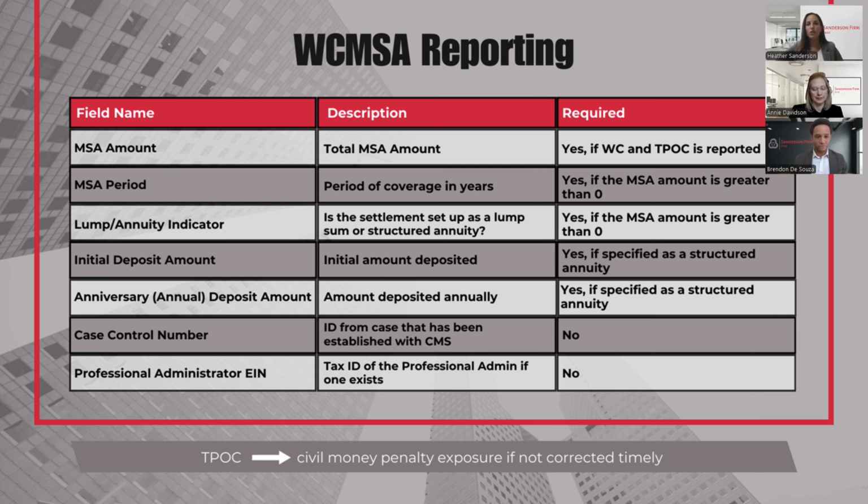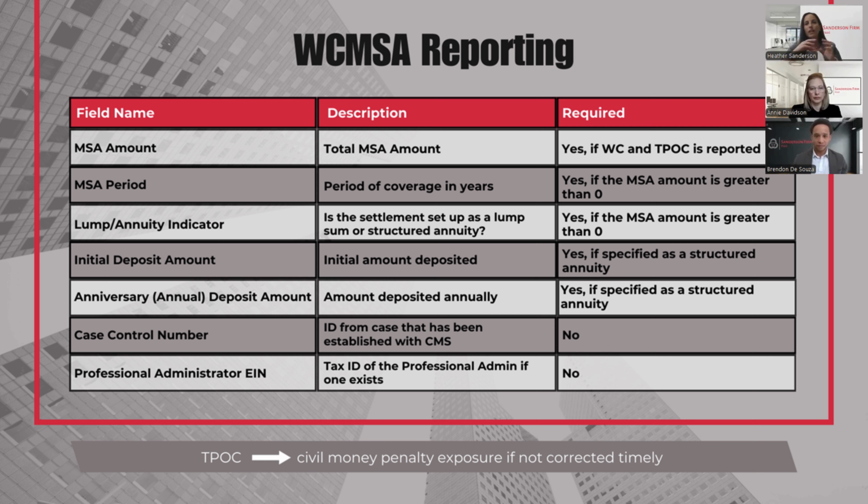So first of all, Medicare wants to know the MSA amount, right? They want to know the period of time. How long is this MSA expected to last? Is it funded via a lump sum or an annuity structure? If it's an annuity structured MSA, they want to know the initial deposit amount. What is the annual deposit amount? If it was a submitted MSA and it has a case control number on that CMS determination, Medicare wants that submitted as well. And if there's a professional administrator on the MSA, they want to know the EIN of that professional administrator.